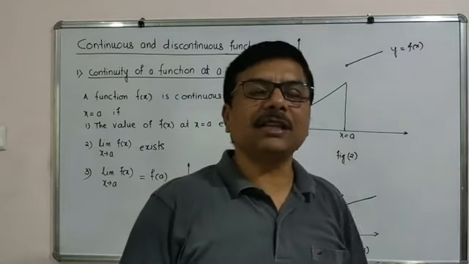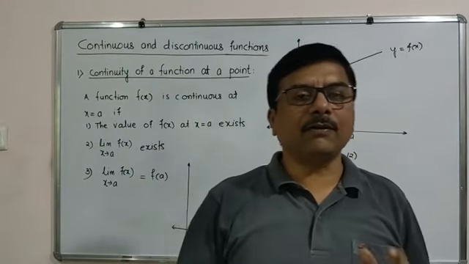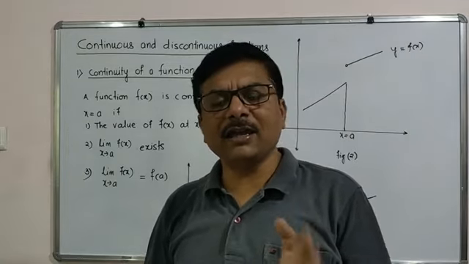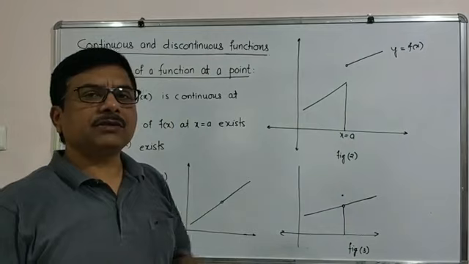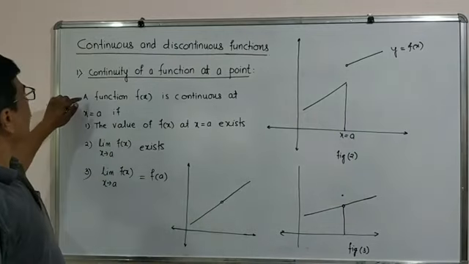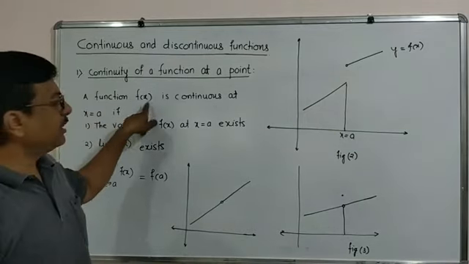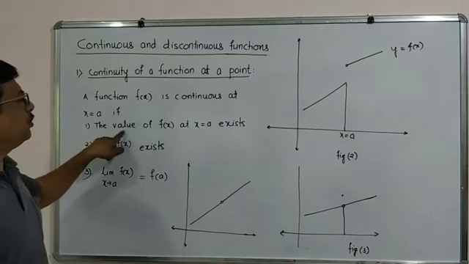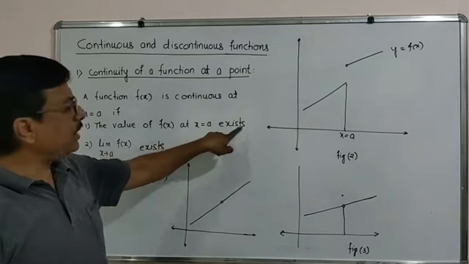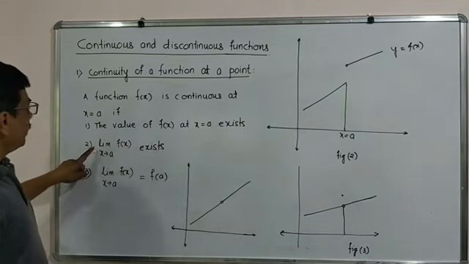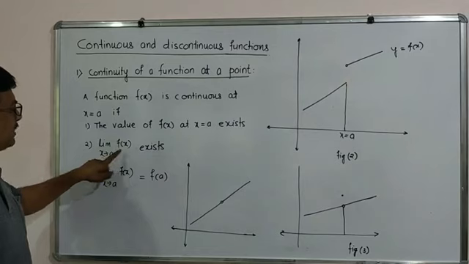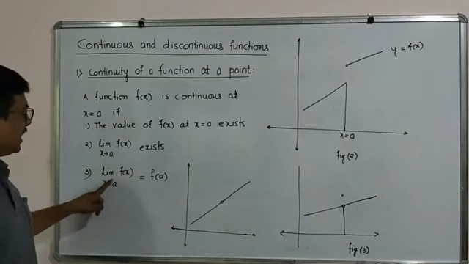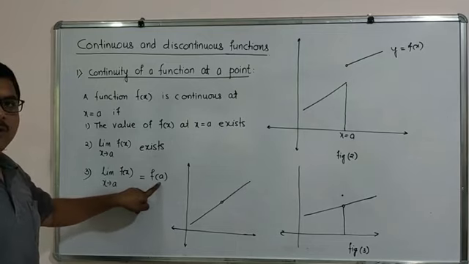Now when can we say that a function y is equal to f of x, or any function, is continuous at any point x is equal to a? First of all, understand the definition. A function f of x is continuous at x is equal to a if the value of f of x at x is equal to a exists, the limit of function f of x as x tends to a exists, and limit of f of x as x tends to a is equal to f of a.